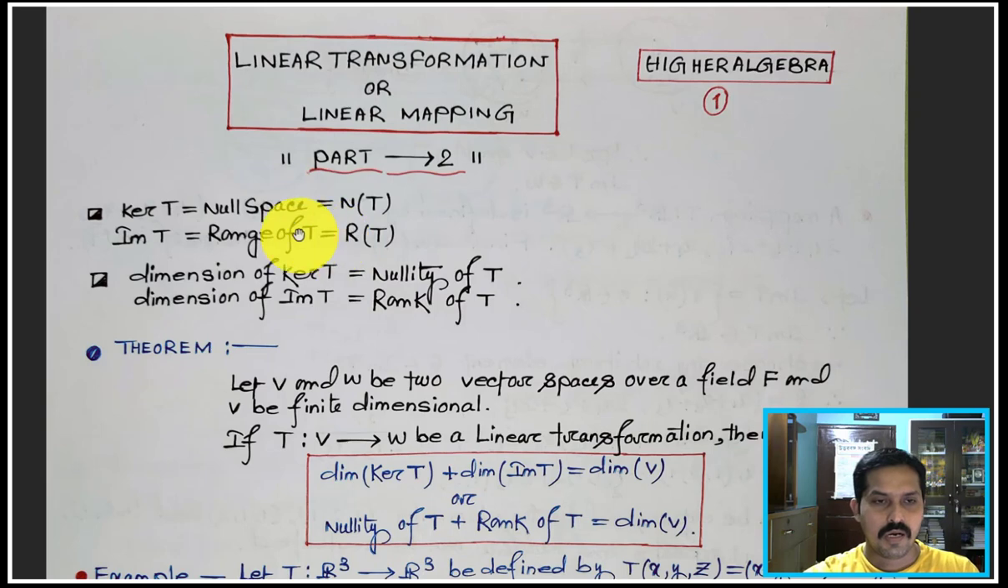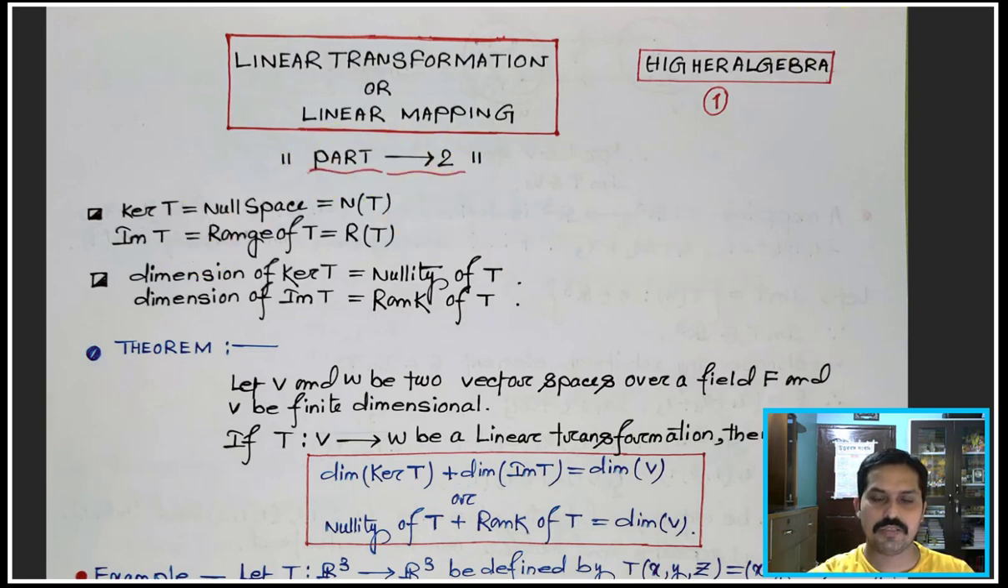Now, I want to say a few new words. ker-T is also known as null space of T, which is denoted by N of T, and image of T or imT is known as range of T, denoted by R of T. So another name of ker-T is N of T or null space of T, and image of T is known as range of T or R of T.